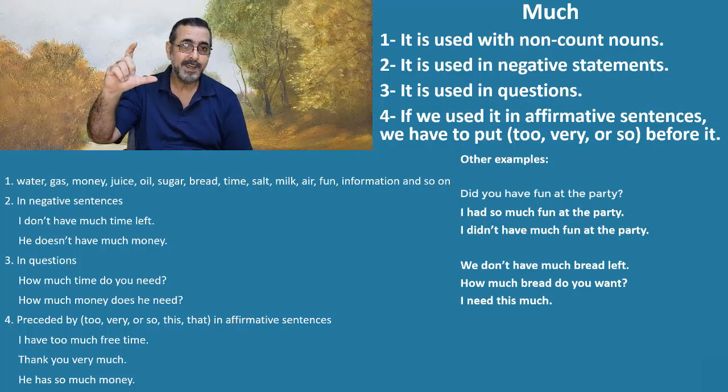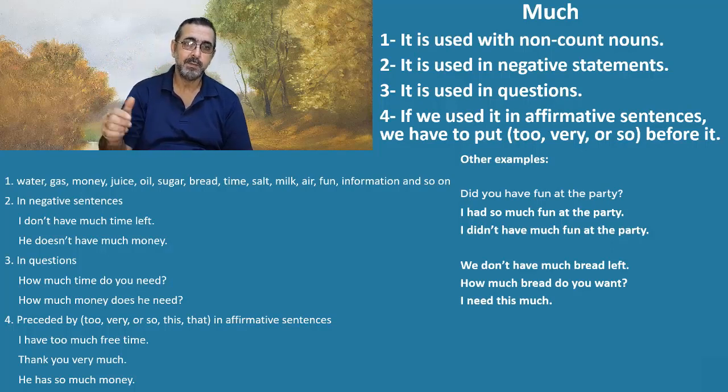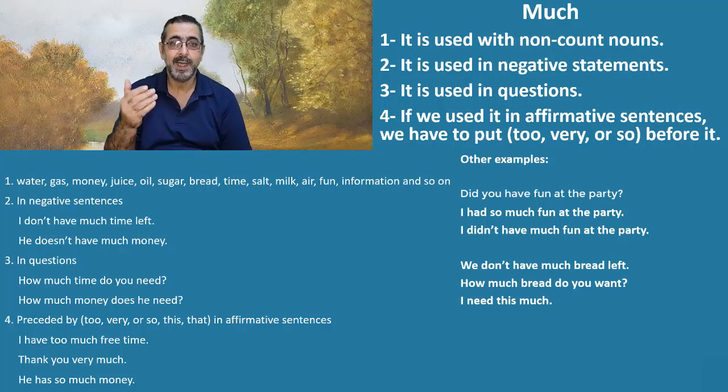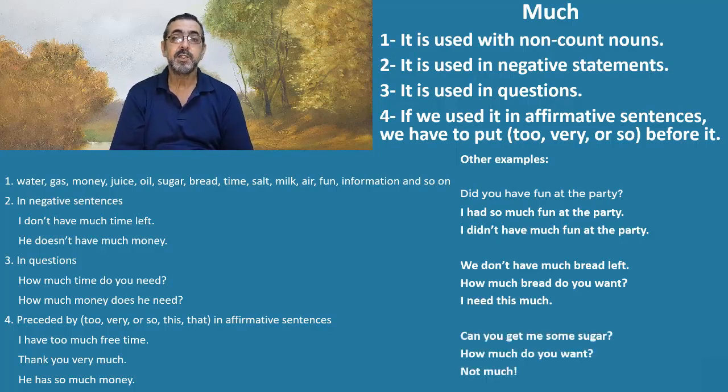So when you point to something and show the quantity, then you can say this much or that much. For example, you say, I don't need that much, not a lot. All right, other examples. Can you get me some sugar? How much do you want? Not much. Or I need this much. Or I don't need a lot, I don't need much. That's a negative statement, so that's okay.